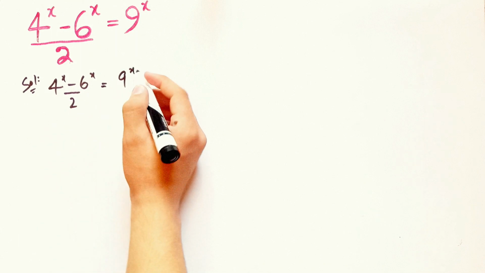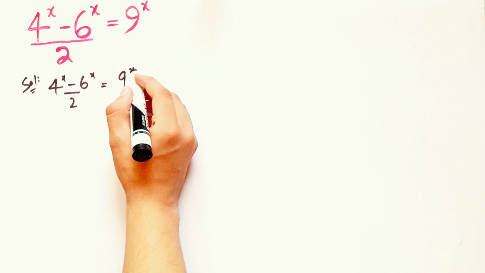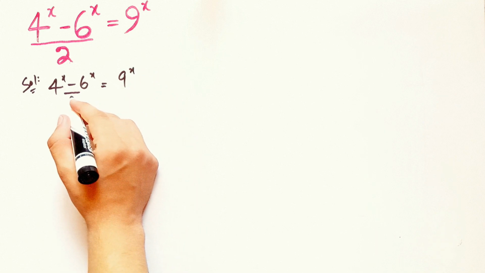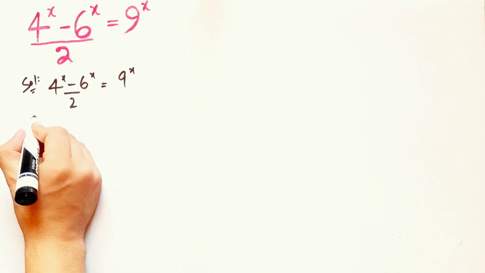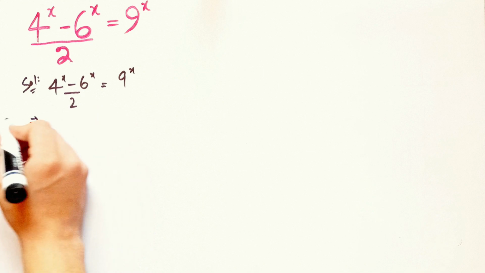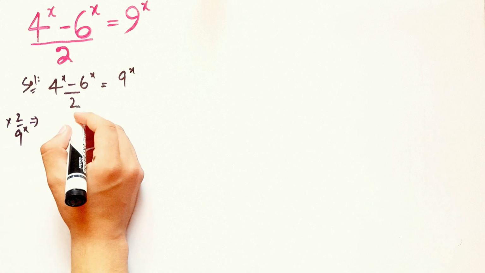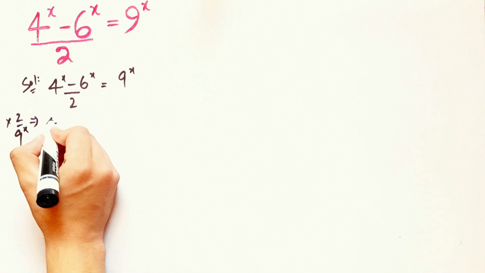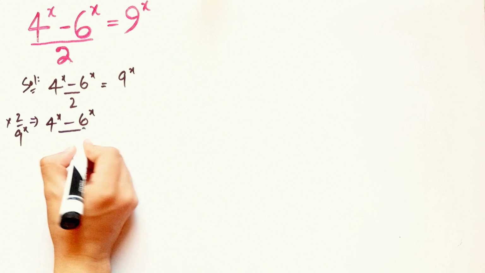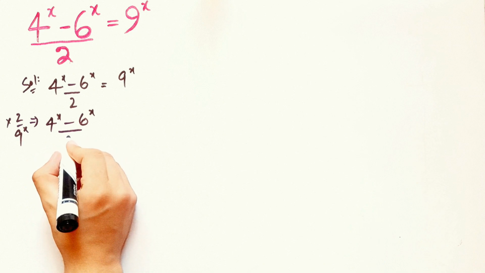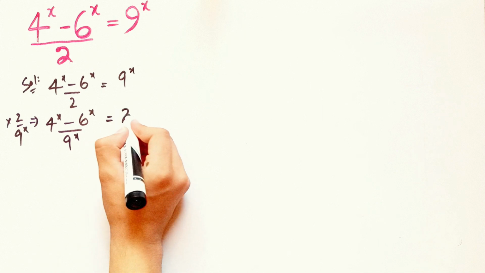Now the first thing that I am going to do is to move this 9 to the power x to the left hand side and this 2 to the right hand side. To do that I have to multiply both sides by 2 over 9^x. So this becomes 4^x − 6^x, whole, equals 2.